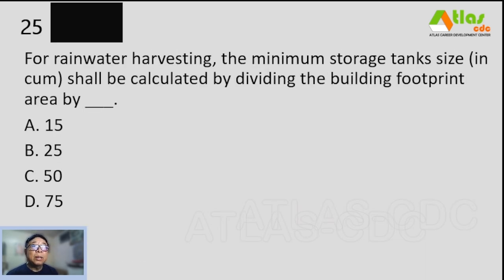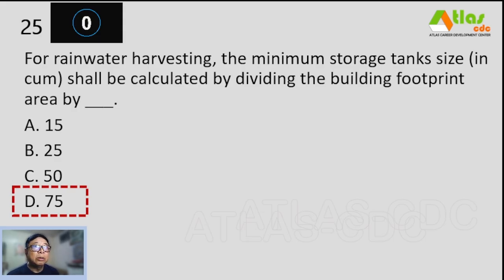Number 25. For rainwater harvesting, the minimum storage tank size in cubic meters shall be calculated by dividing the building footprint area by blank. A, 15, B, 25, C, 50, and D, 75. And our correct answer is letter D, 75.